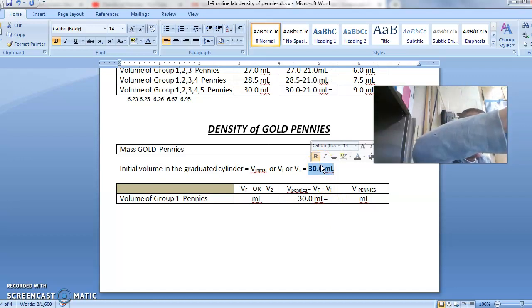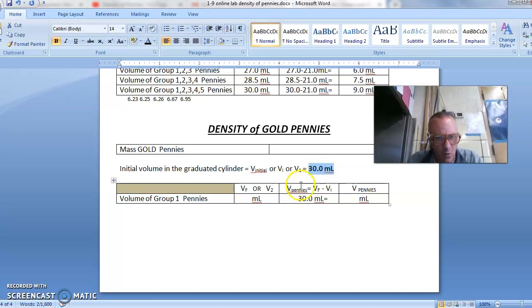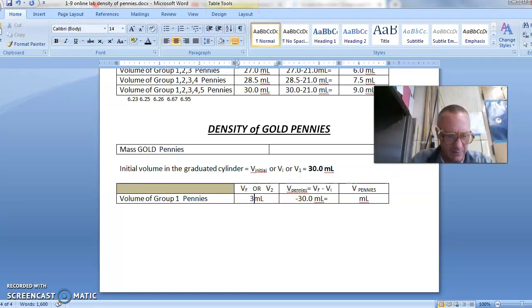That will be our final volume, or VF. And it looks to me like it went up to almost right on the line, 34 milliliters. So the volume went up to 34 milliliters. We'll record that on the data table. Actually, better look at that again. 31, 32, 33, 34. Okay, 34 milliliters is what the volume went up to.